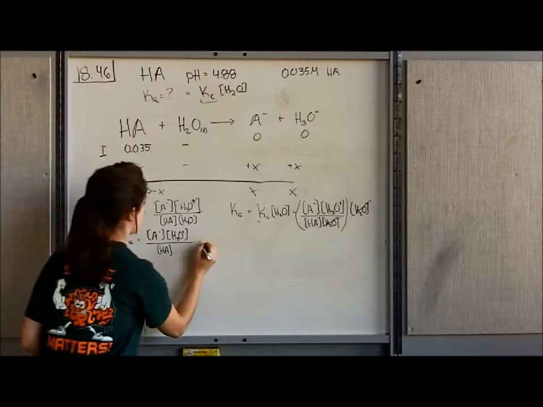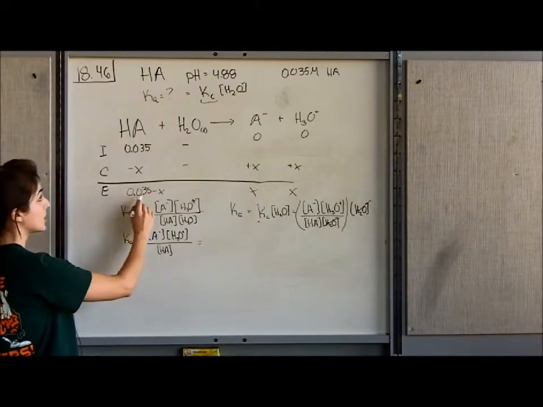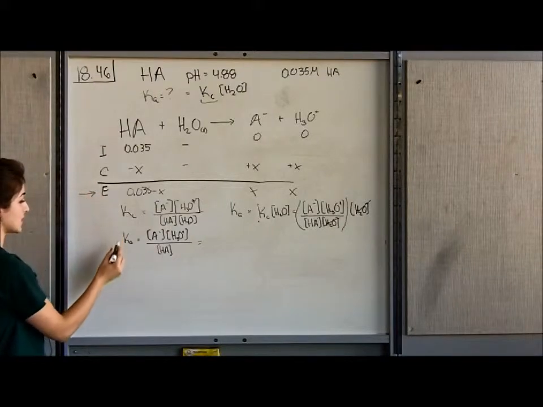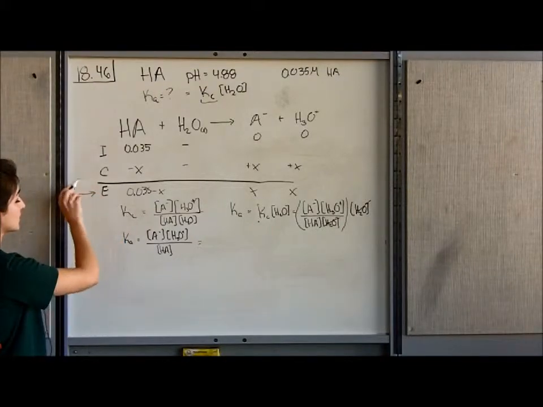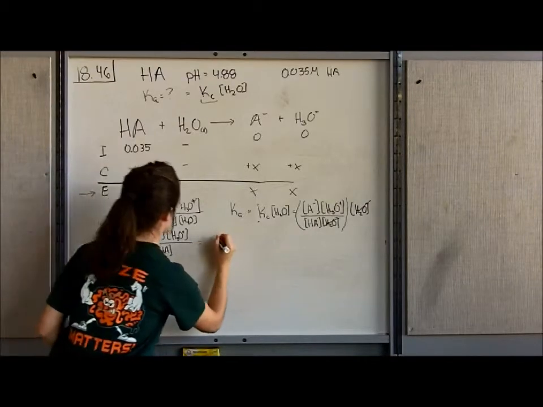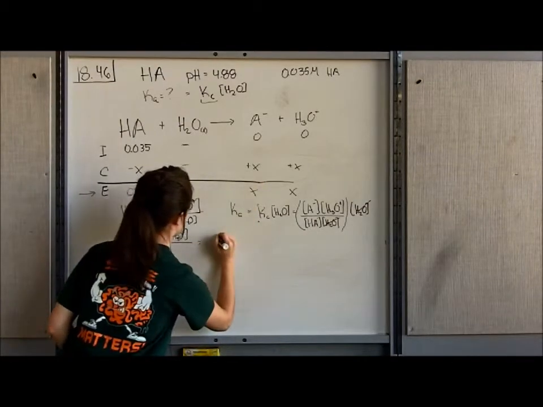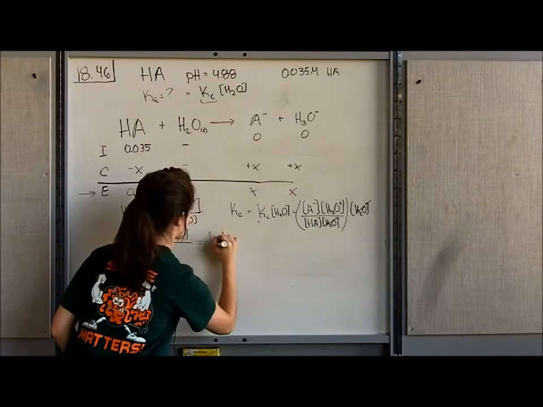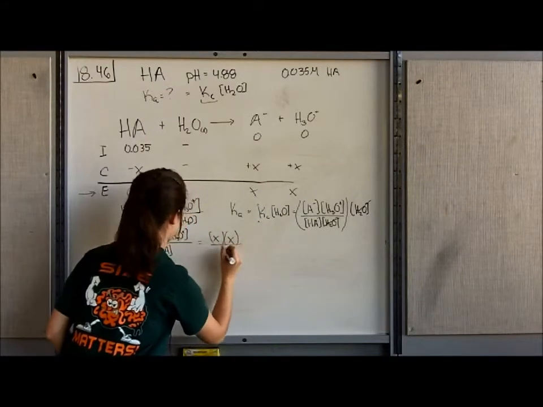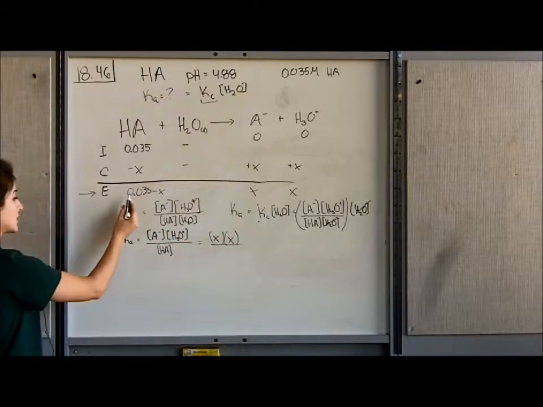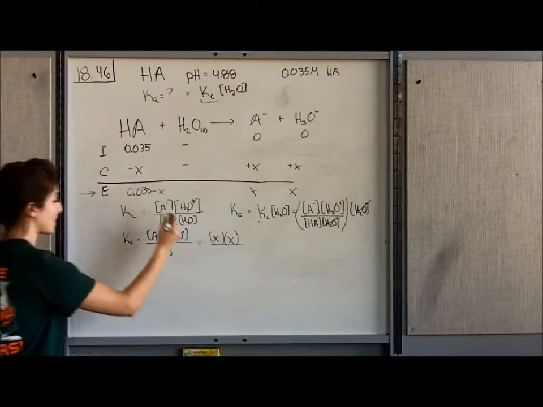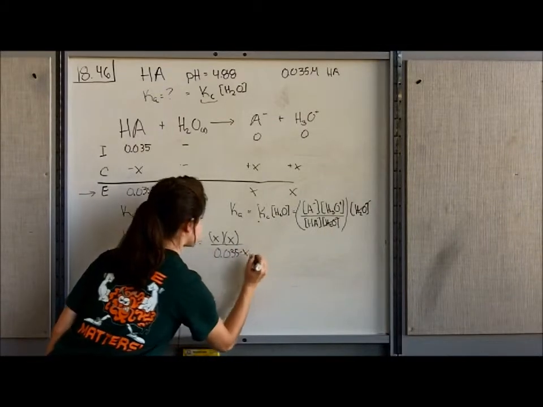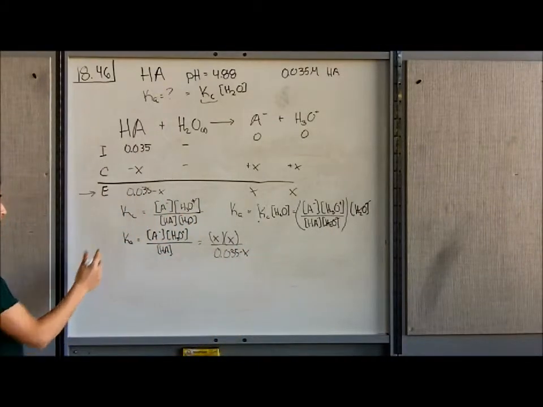Now we can plug in our equilibrium concentrations. Notice how we have to use the equilibrium concentrations here. We cannot use the initial or the change. So we're going to plug in X for concentration of A minus and X for the concentration of H3O plus. And then your acid, it changed, so we have 0.035 minus X. So now we have an equation to find Ka.